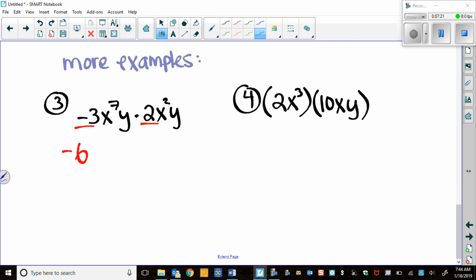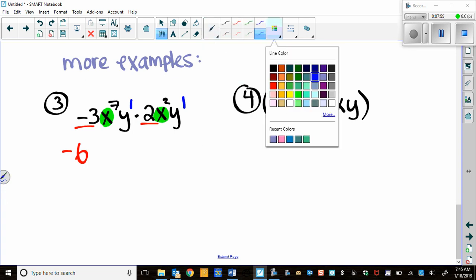Now, for the exponents, x to the 7th power is x to the 7th power, and x to the 2nd is already explicitly written for you, but the y's are not. So I want you to remember that any variable that's standing alone, technically, there is an exponent of 1. Okay? Based on my rule here, I don't want x to the 7th power and x to the 2nd floating around. I want to combine them. So remember, if terms have the same base, so the x and the x have the same base, all you have to do is add your exponents. So that's what I'm going to do now.